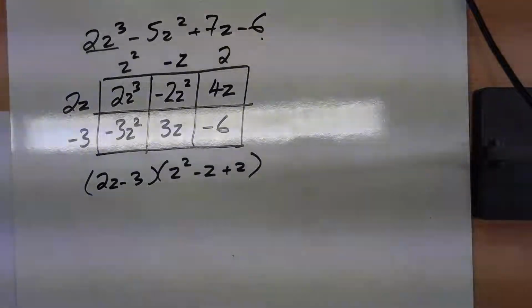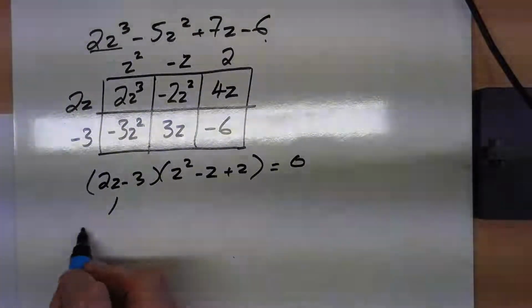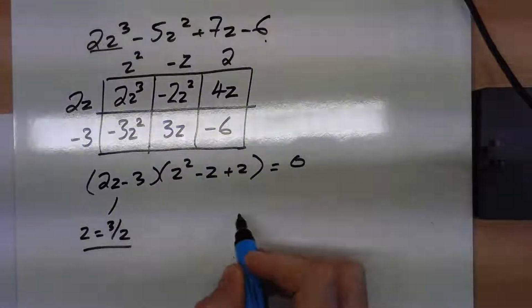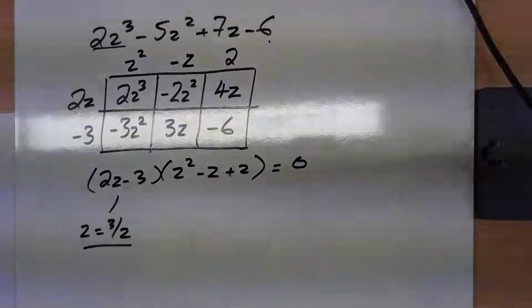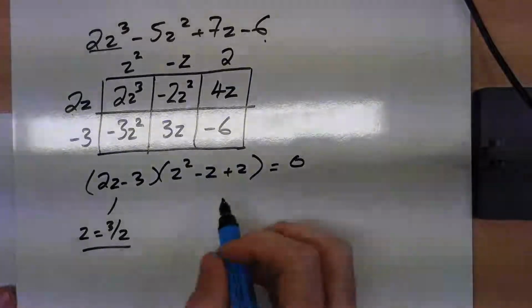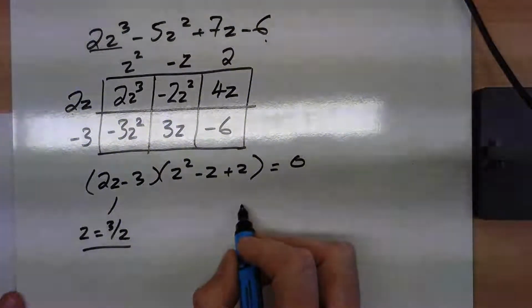So for part B, when does this equal 0? So you've got one answer here, of course, when z is 3 over 2. And the other answers are when this bit here is 0. I'm so tempted to throw it in the calculator, but it does say show your working clearly. So I suppose I'm going to have to use the formula here.